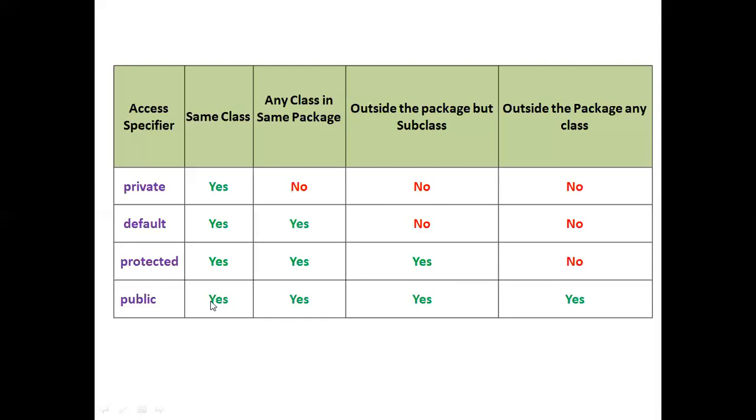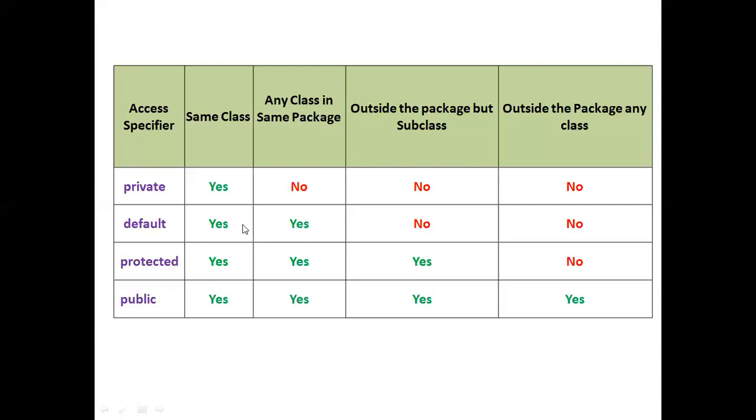Public we can use anywhere: outside the package, inside the package, same class, inside the program, outside the program, wherever we want. We can use a public class, we can create a public class object, we can access the public class properties, as well as we can use a public method. So in protected we have a restriction. Protected members can be used outside the package, but only in subclasses. We cannot use them outside the package in any class, but protected can be used only in a subclass.